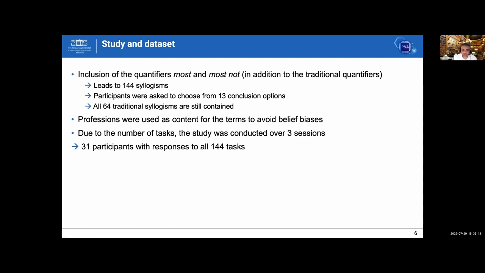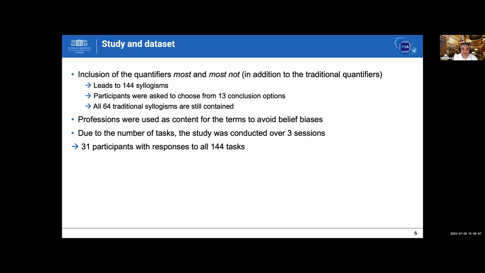So what did we do? You can find all the details in the paper. What we focused on was including just 2 quantifiers that we think are often used in everyday language and still are a nice extension. We used most, and because you see in the traditional ones that there are always forms of negation, we also have most not. And in the end, if you do this, then you figure out that you have 144 syllogisms.